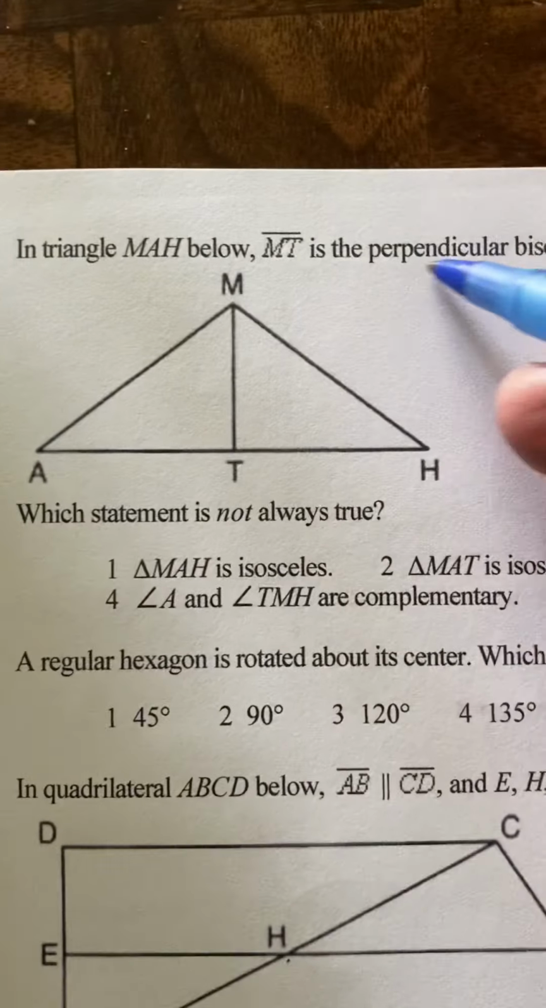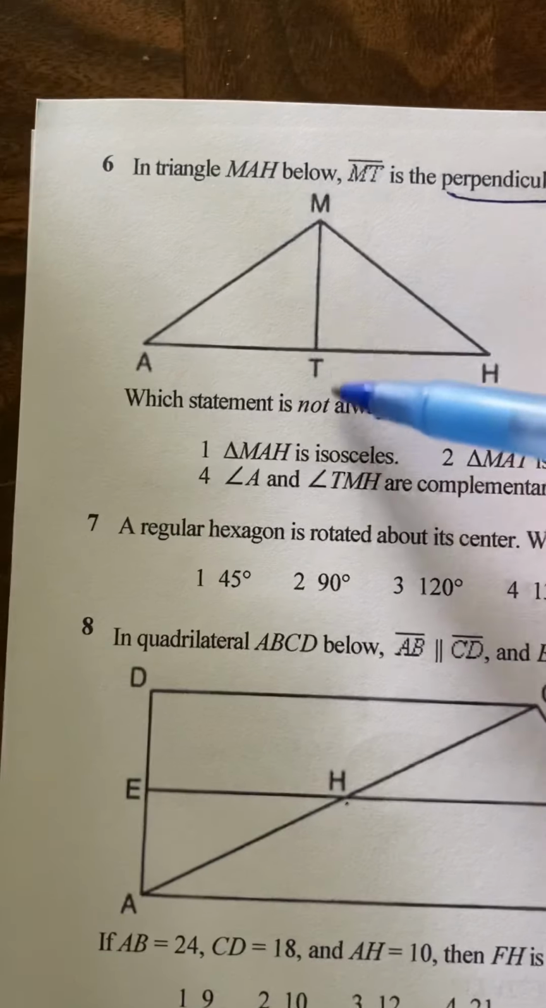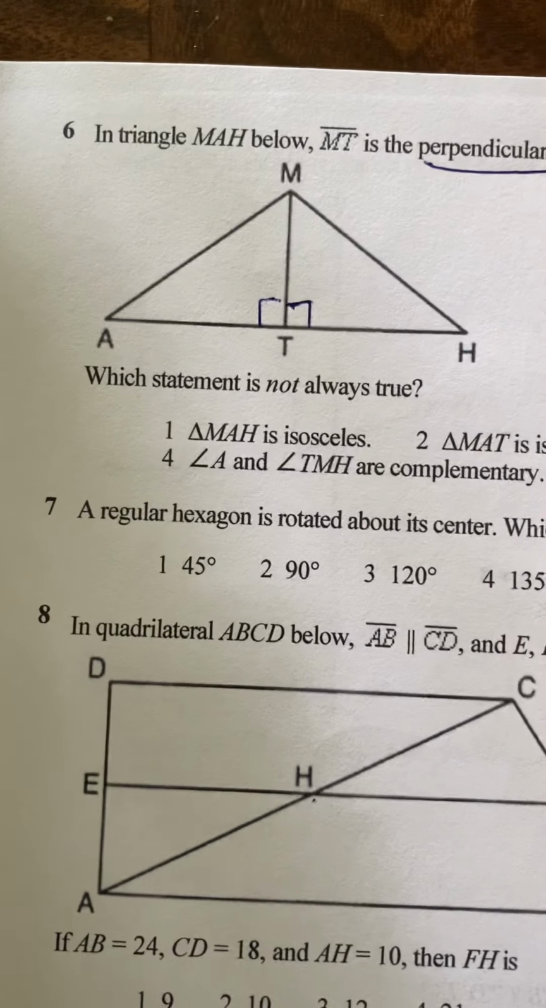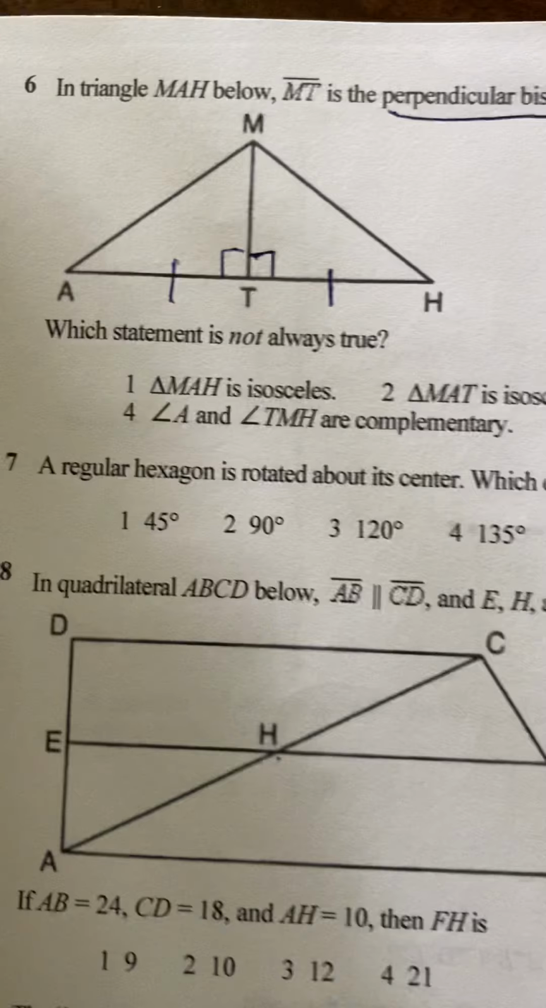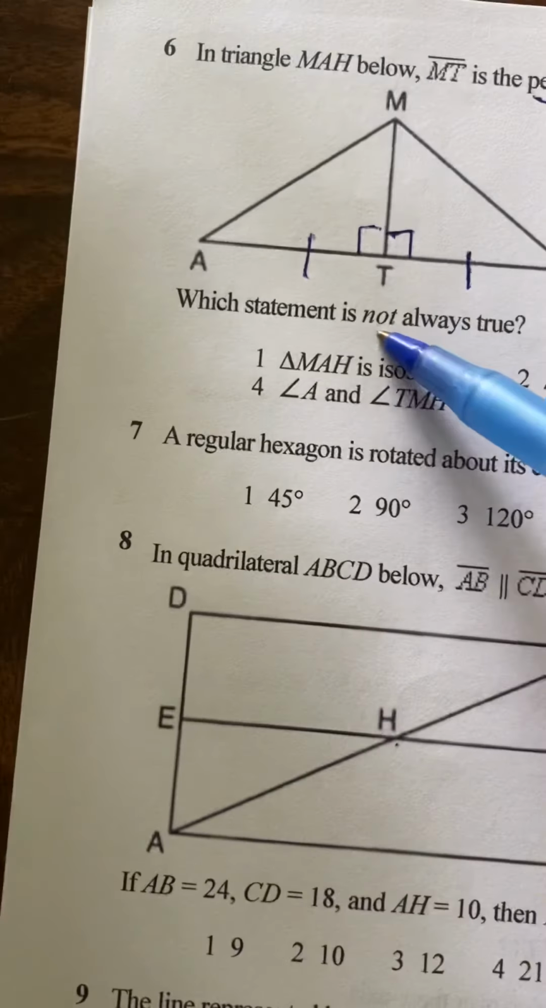And the last couple questions. Number 6, perpendicular bisector. MT is a perpendicular bisector, so this is a right angle. That's the perpendicular. Bisector means these two pieces are equal. Okay, so it comes down. So they want to know which one is not always true.